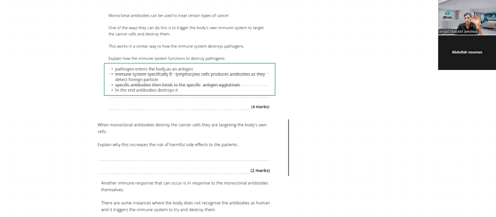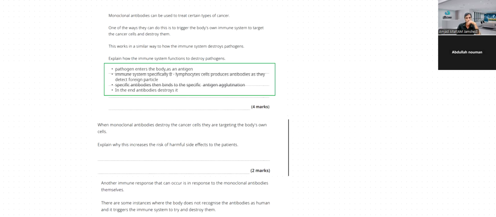Then there's precipitation. Soluble antigens become insoluble when bound to the antibodies and precipitate out, making them easier targets for phagocytosis. Then you would say phagocytosis after agglutination. The constant region of the antibody binds to receptors on natural killer cells, macrophages, and neutrophils. These cells then attack and destroy the antibody-tagged pathogen. That's what we should say. That's fine.